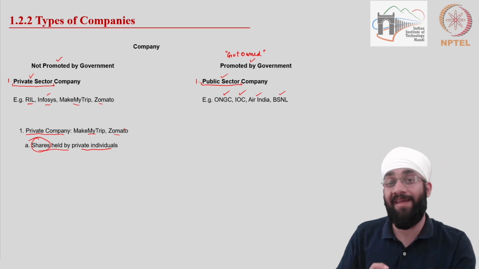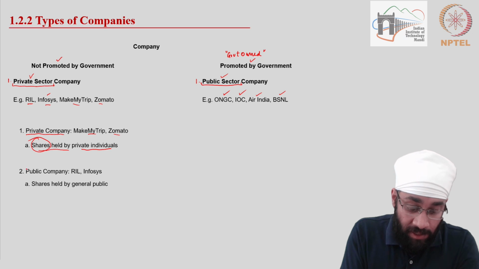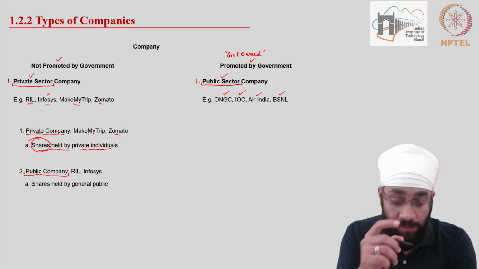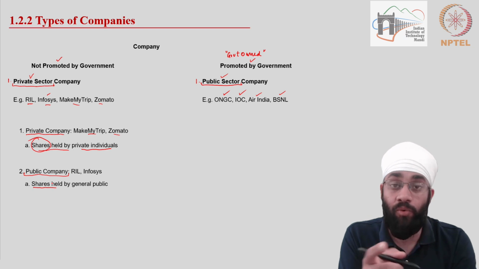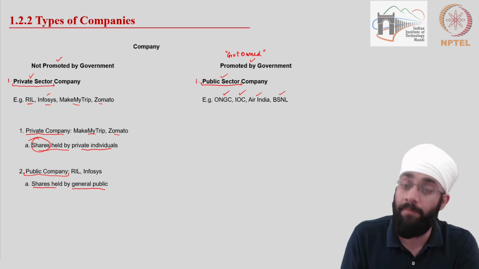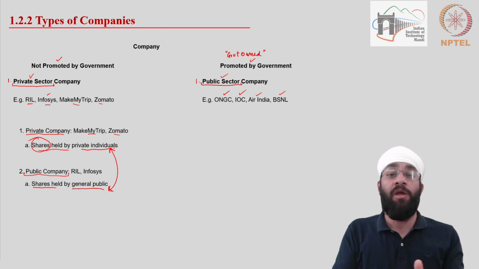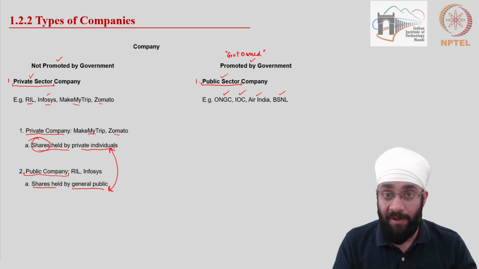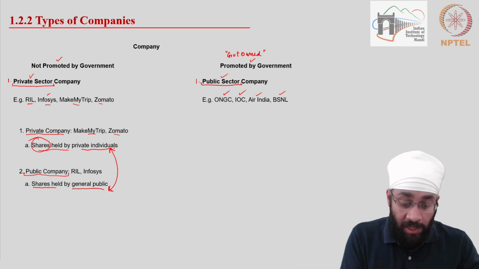Let me go to the second category, and then you will be able to contrast it to the private company. The second category is called a public company. Note that I'm not saying public sector company, I'm saying public company. What is a public company? It is when the shares, meaning the share in investment, the ownership, is held by the general public. So see the contrast: private individuals and general public. What is a private individual? I talk to my friends and family and say I want to start a company. Do you want to invest money and become a part owner of this company? That will be a private transaction, with private individuals.